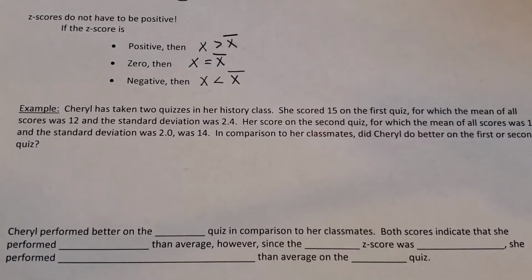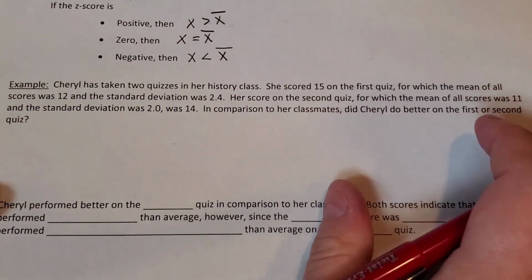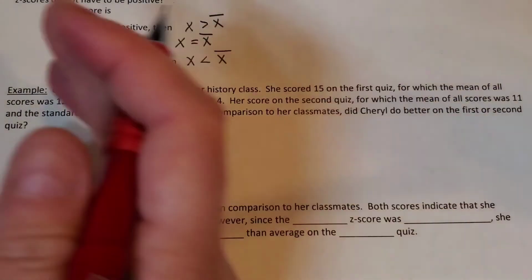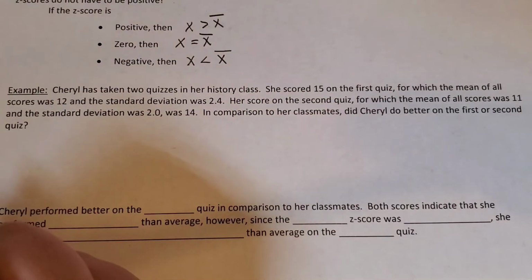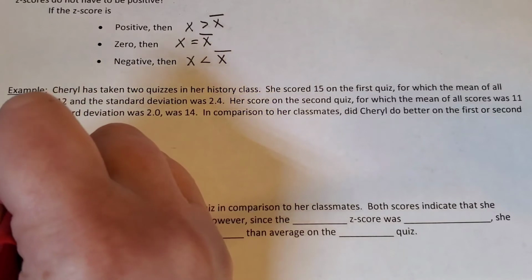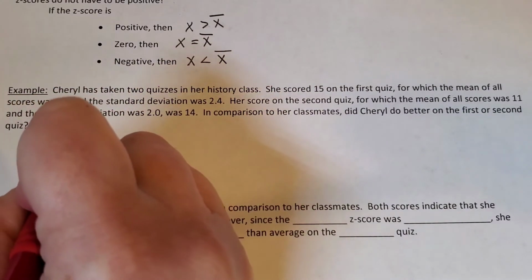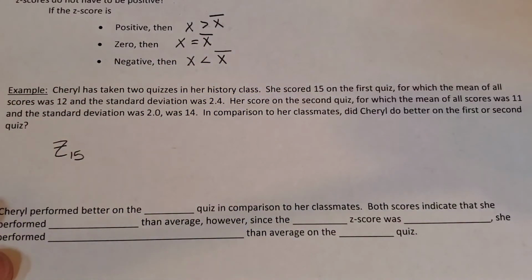Well, we can find the z-score and it'll give us an idea of how she did relating to her classmates. It tells us how Cheryl's score was in relation to the rest of the scores. So we're going to have to find her z-score for both quizzes. The first quiz, she scored a 15. So we're looking for the z-score when the x is 15.